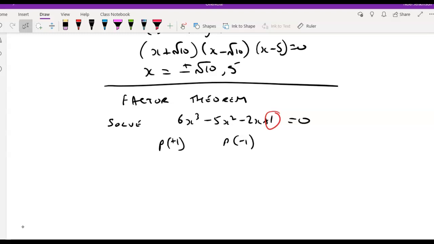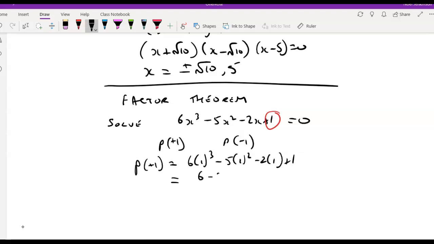So I'm going to try polynomial 1. Polynomial plus 1 equals 6 times 1 cubed minus 5 times 1 squared minus 2 times 1 plus 1. Deliberately doing it a bit carefully so you just see the technique. Obviously with 1 it would have been easy to go 6 minus 5 minus 2 plus 1 and say, oh, that's 7 minus 7, that's 0, that works. Therefore x minus 1, opposite to that sign that you've subbed in, is a factor.